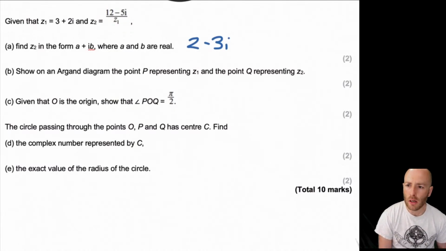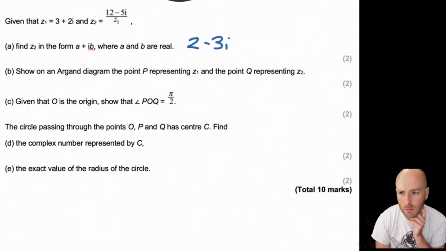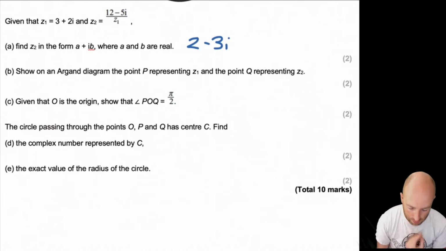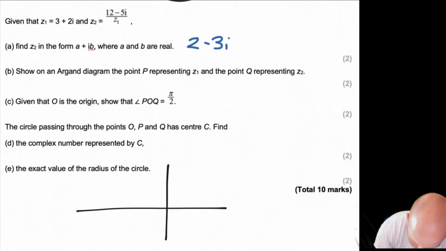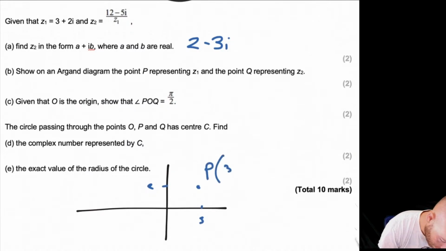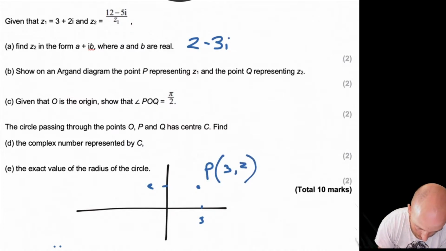We'll keep going then. Show on an Argand diagram the points representing Z1, which is point P, and point Q, which is the point representing Z2. So point 1 is 3, 2. So that's point P. And the point Q, 2, minus 3.